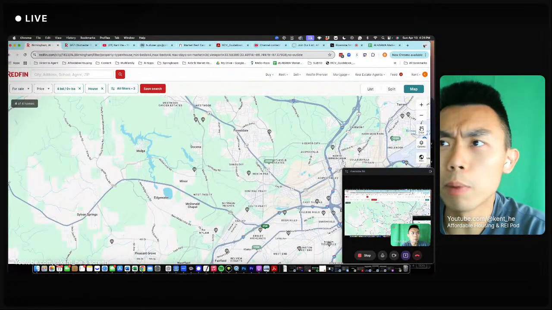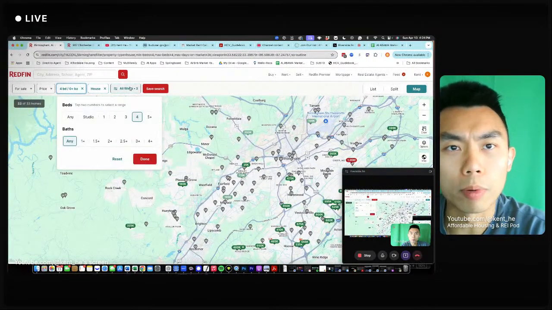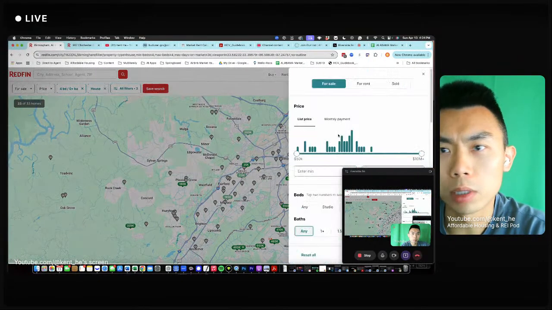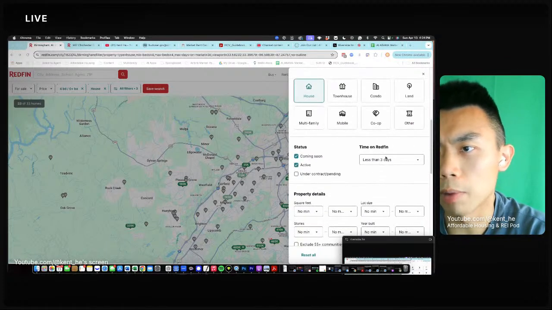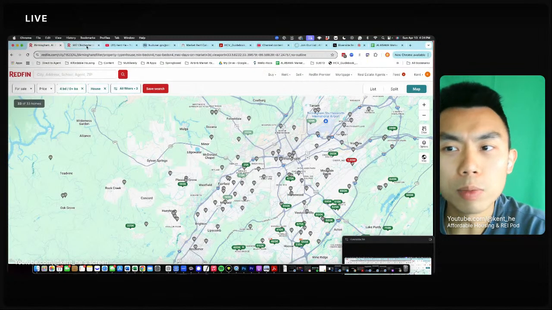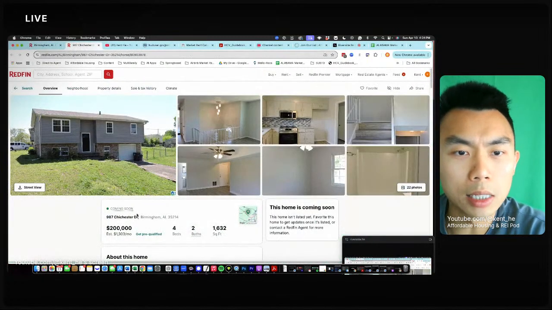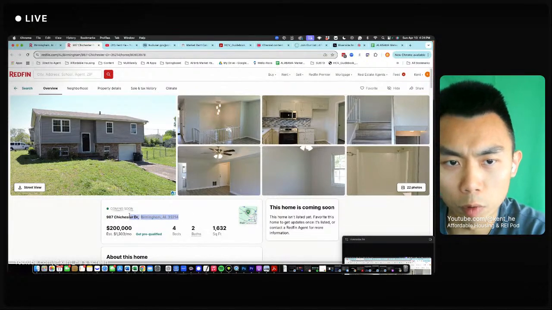I'm filtered in the Birmingham market, Birmingham, Alabama, for four-bedroom properties. Properties are single-family homes that have just come onto the market in the last 3 days. So time on market in less than 3 days. Now, I found this property. This is 987 Chichester Drive, Birmingham, Alabama, 35214.